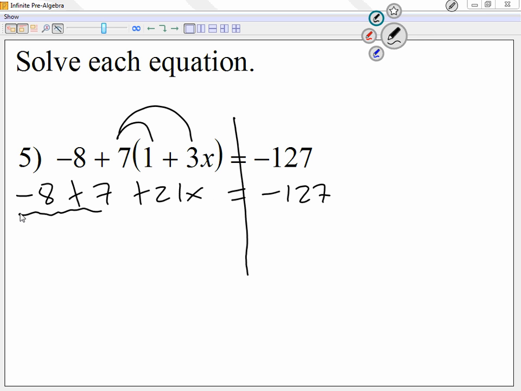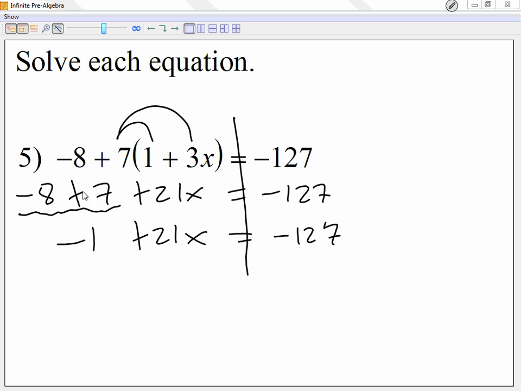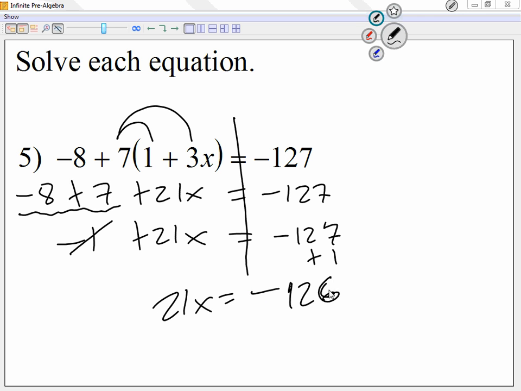This negative 8, positive 7, I can just call it negative 1. I can combine it. So I have negative 1 plus 21x is equal to negative 127. I just simplified that. Okay, so now my negative 1, let me bring it to the right as a positive 1, because I want letters on one side, numbers on the other. So I'm going to have 21x is equal to negative 126. Now divide both sides by 21. x is equal to negative 6.